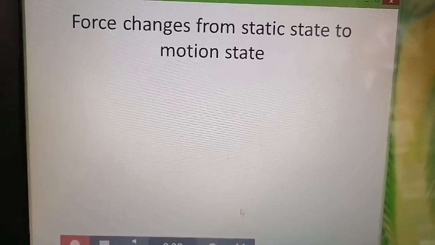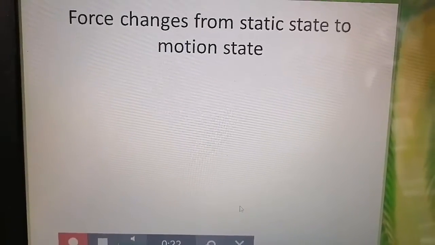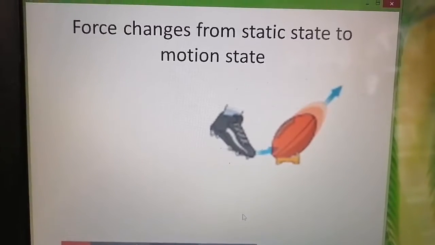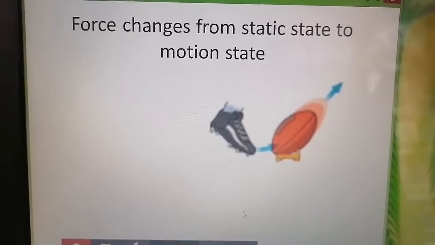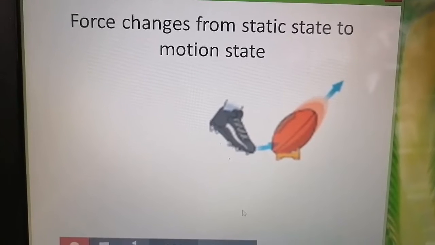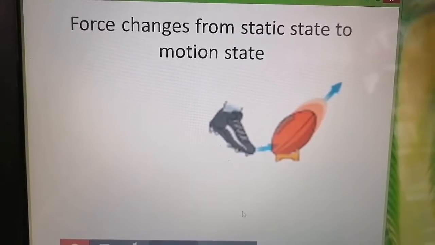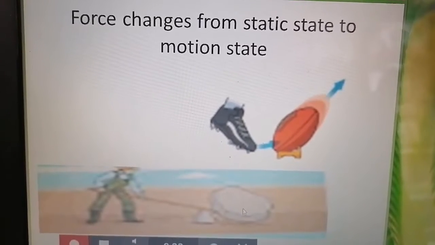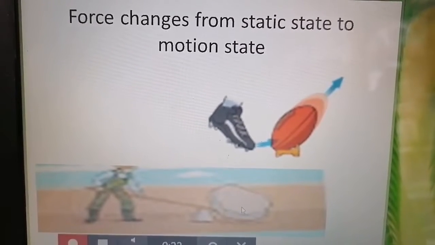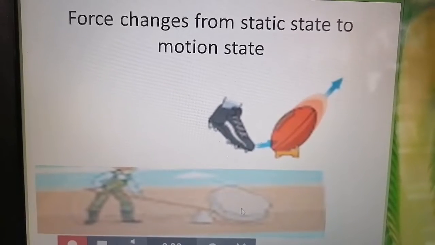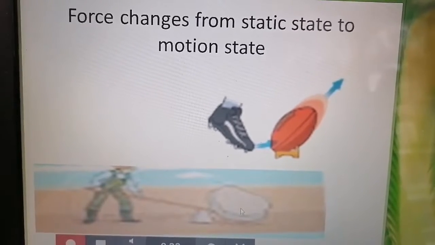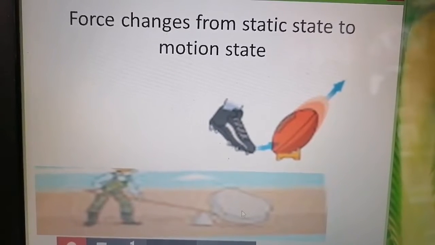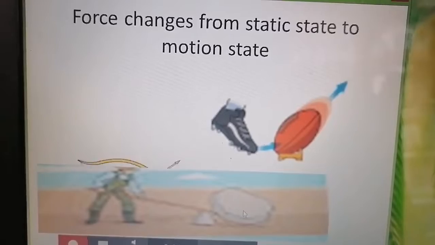First, we will start when the force changes from static state to motion state. For example, when the player kicks a ball, it changes from static state to motion state. It is a force. Also, when the man tries to push a ball or push a big rock from one place to another place, it will change from a static state to motion state. It is a force.